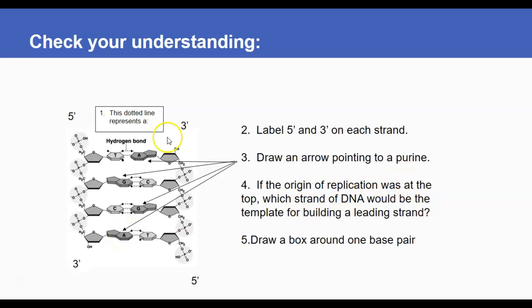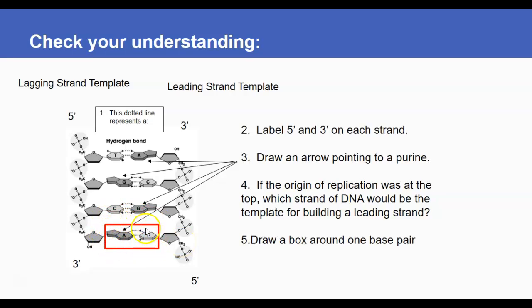If the origin of replication was at the top right here, which strand would be the template for the leading strand? So we have to remember the leading strand is always going to be going from the 5' to 3' direction itself. It's going to keep getting nucleotides added to it. So what's going to be the template for that 5' to 3'? That's going to be the opposite, the 3' to 5' then. For example, if this is the leading strand template, this is going to be the lagging strand template. And then lastly, to draw a box around one pair of bases, so one base pair, adenine and thymine right here. I could have also drawn it here or here or here.